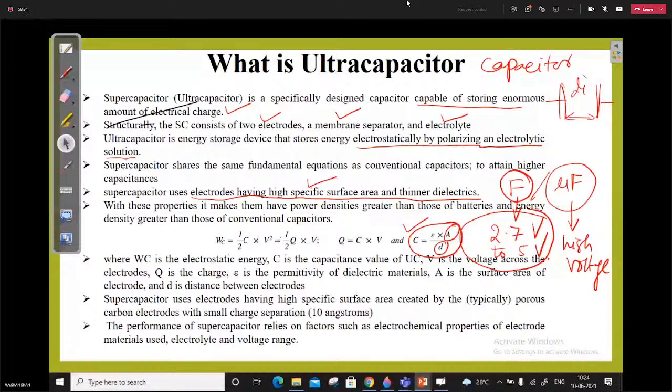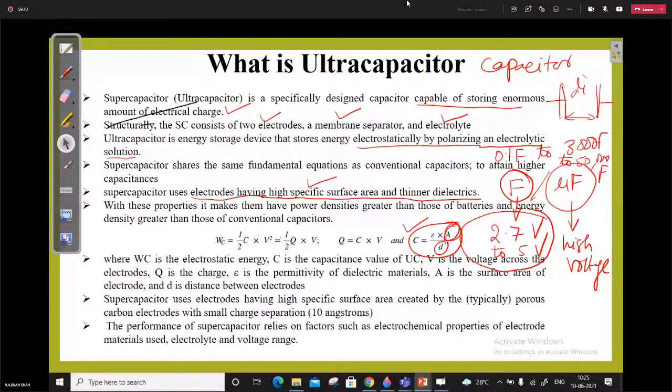So depending on the design, this capacitance value in terms of Farad will start from, I can say, 0.1 Farad to 3000 Farad to 50,000 Farad. So it has a tremendously high value of capacitance, and that is because of the high specific area and thinner dielectric.